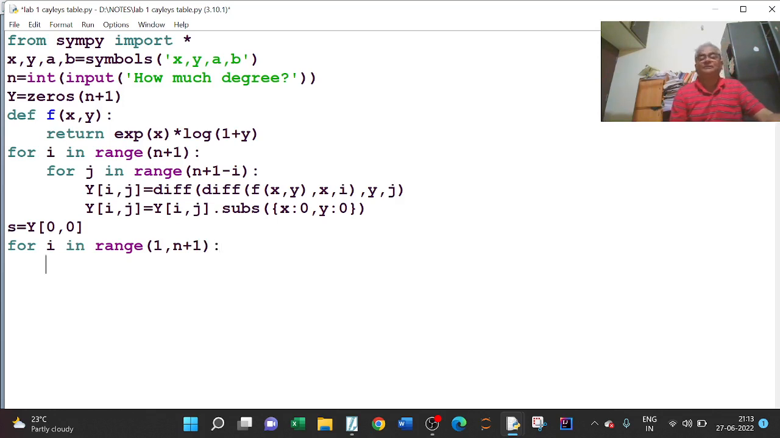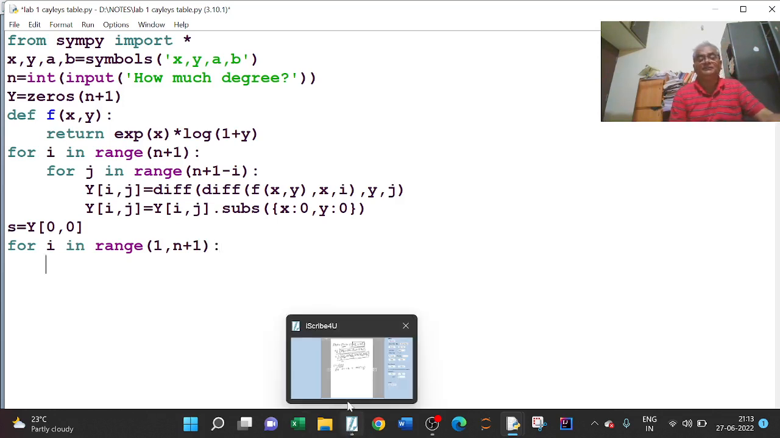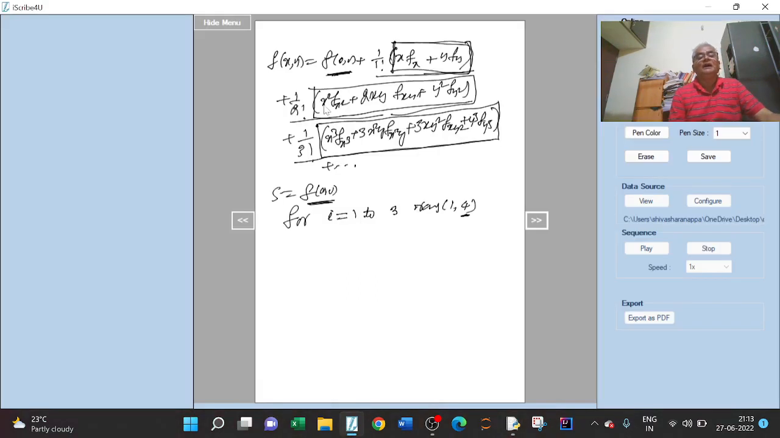Then within that, see here, I equal to, this is initialized. I equal to 1, I will get this. I equal to 2, I will get this. I equal to 3, I will get this. And again within that, I equal to 1, I have to find out this quantity.